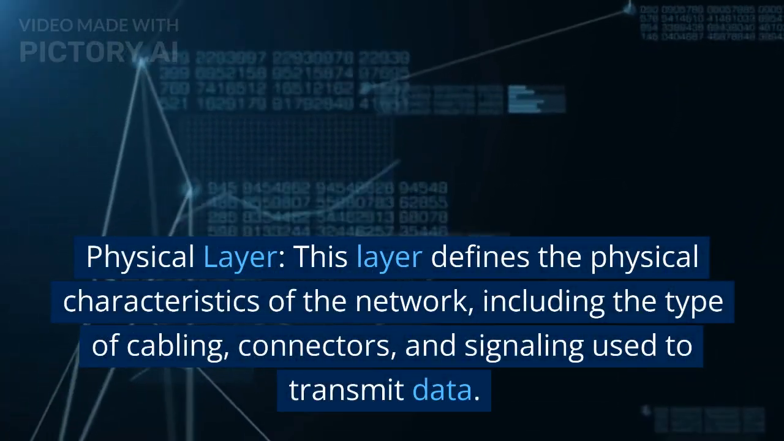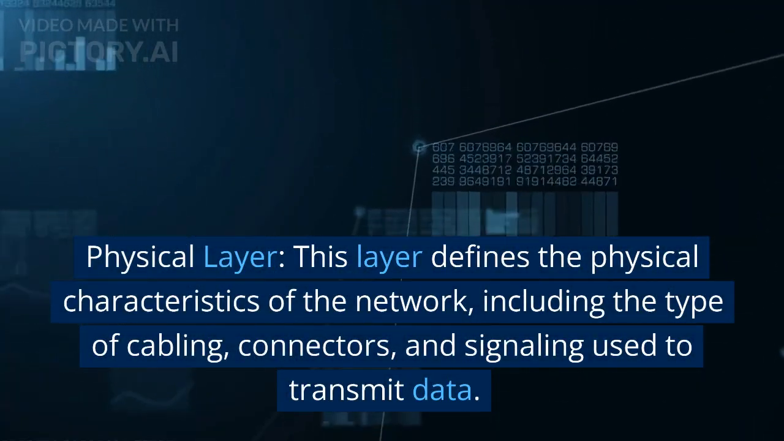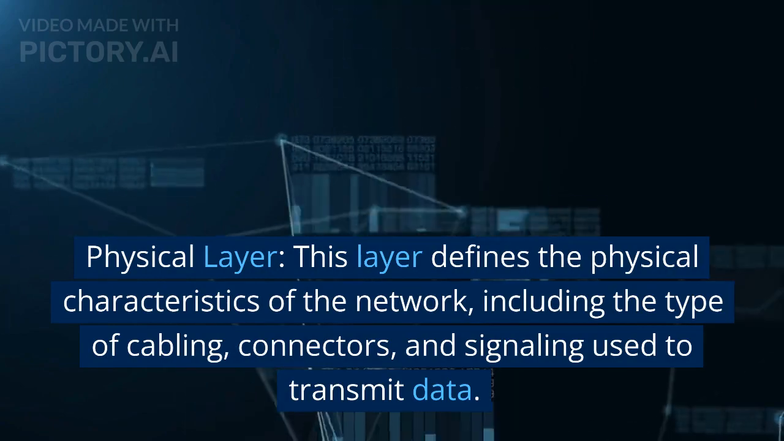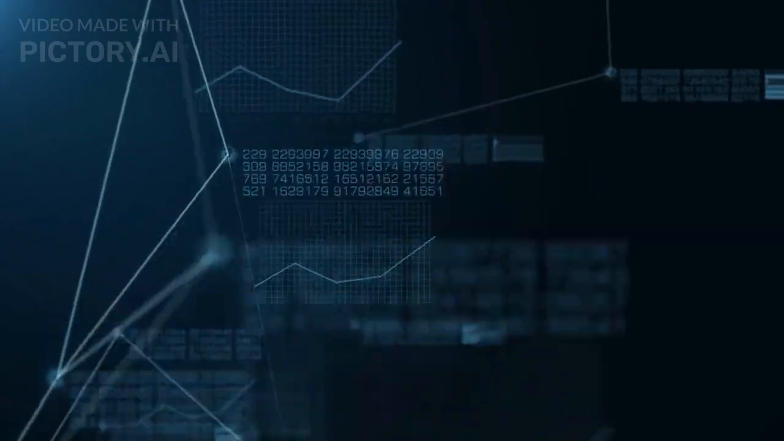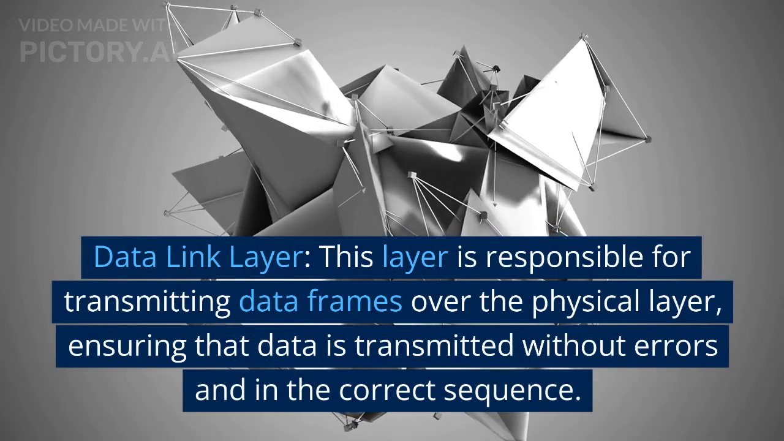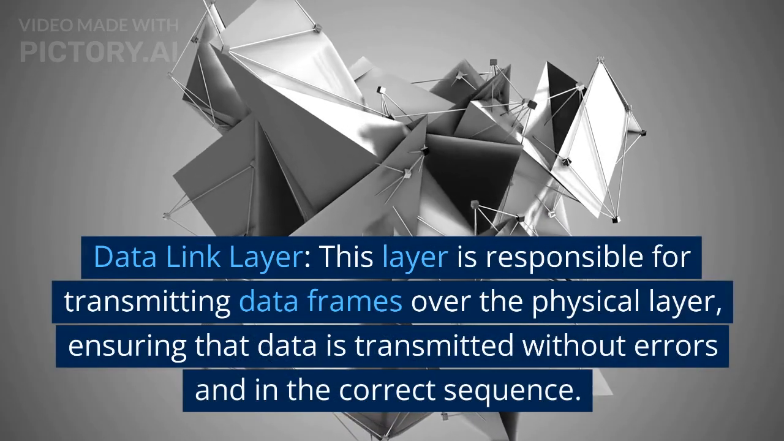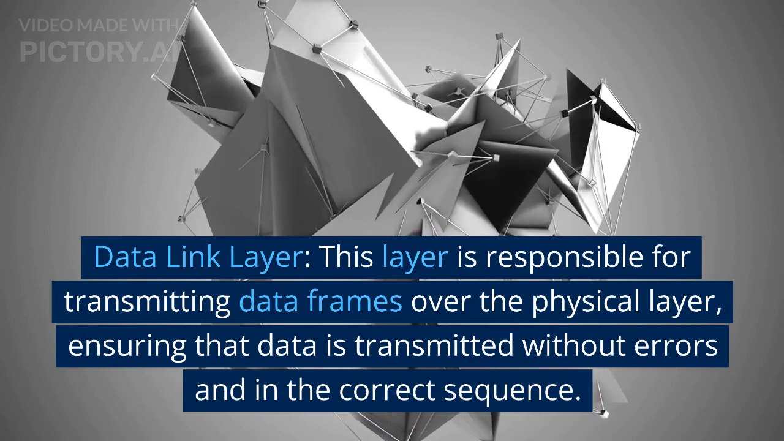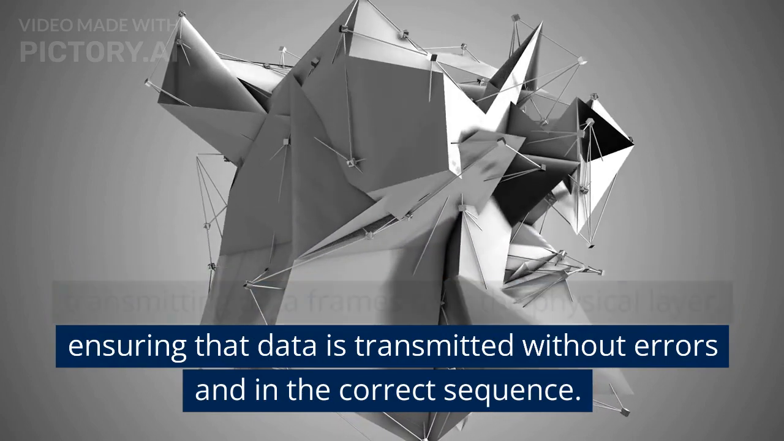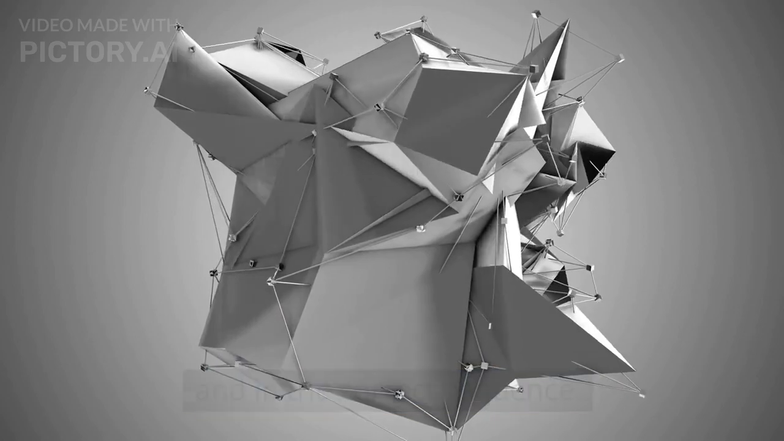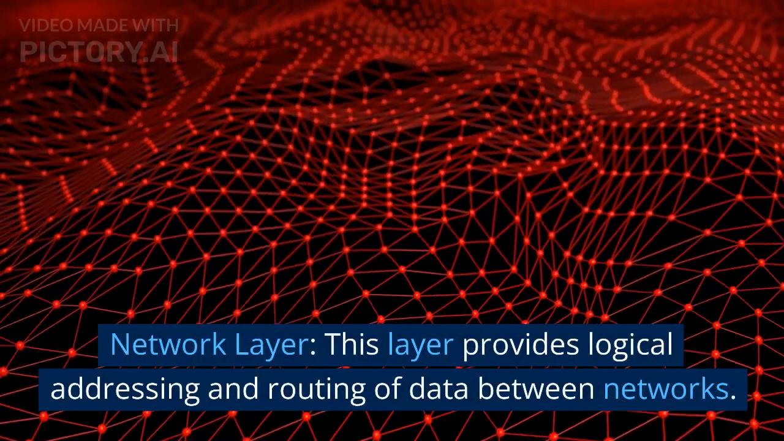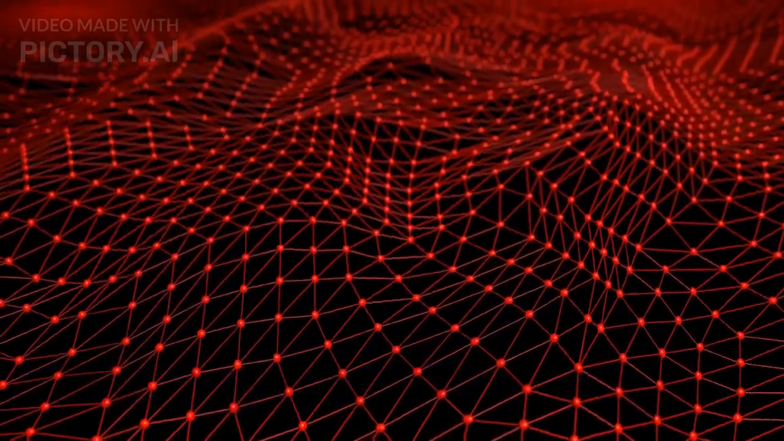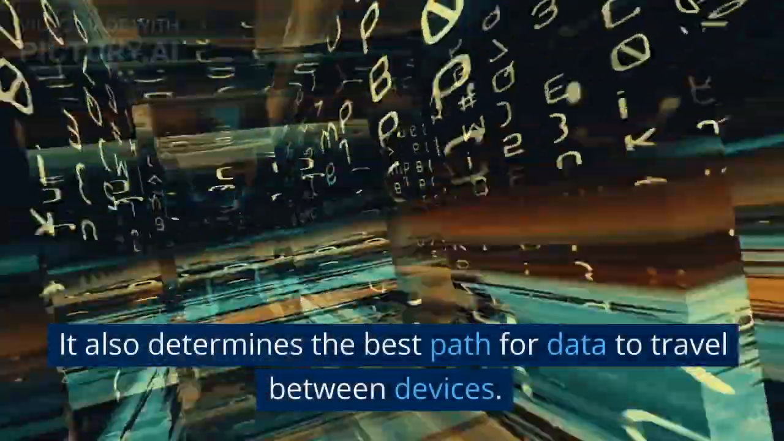Physical layer. This layer defines the physical characteristics of the network, including the type of cabling, connectors, and signaling used to transmit data. Data link layer. This layer is responsible for transmitting data frames over the physical layer, ensuring that data is transmitted without errors and in the correct sequence. Network layer. This layer provides logical addressing and routing of data between networks. It also determines the best path for data to travel between devices.